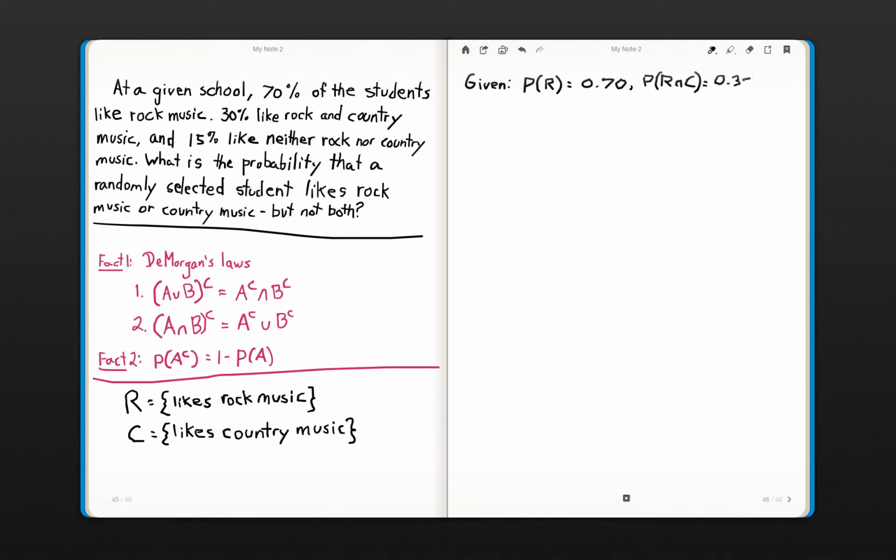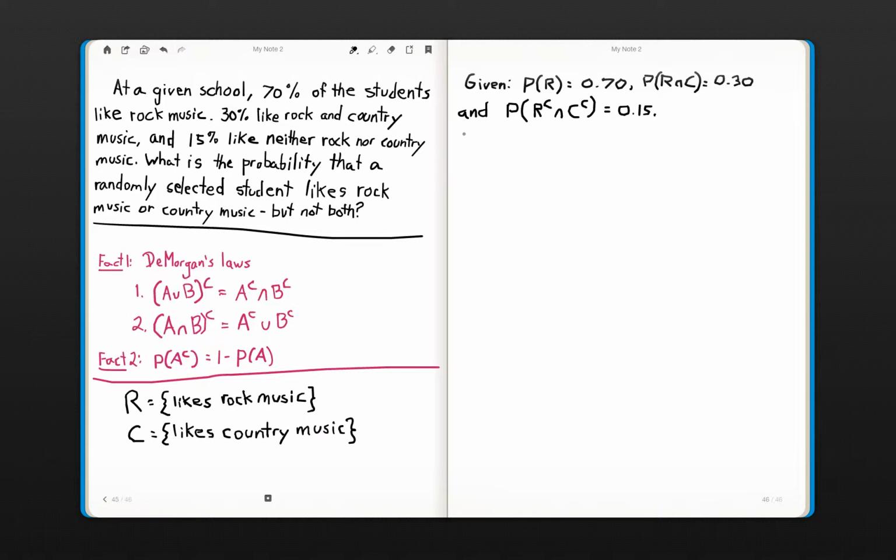We also have that the probability that a student likes rock music and country music is 0.30. Okay, we get that from this statement here. And we also have the probability that they do not like rock and they do not like country, so they like neither, is given as 0.15. So it's important to take what's given to you in English and convert it to some form of mathematical notation. That makes the problem easier to solve.